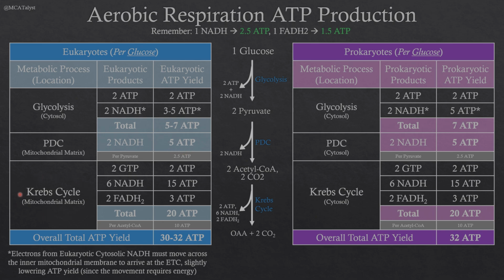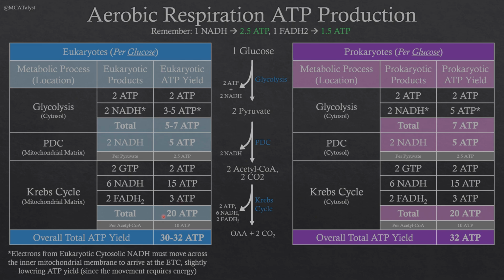Then we get to the Krebs cycle, where inside of the mitochondrial matrix, we'll be producing 2 GTP, which, like we've talked about earlier, are essentially the exact same thing as ATP. We'll also produce 6 NADH per glucose, which is going to yield 15 ATP at the electron transport chain, and 2 FADH2, which is going to yield 3 ATP at the ETC.